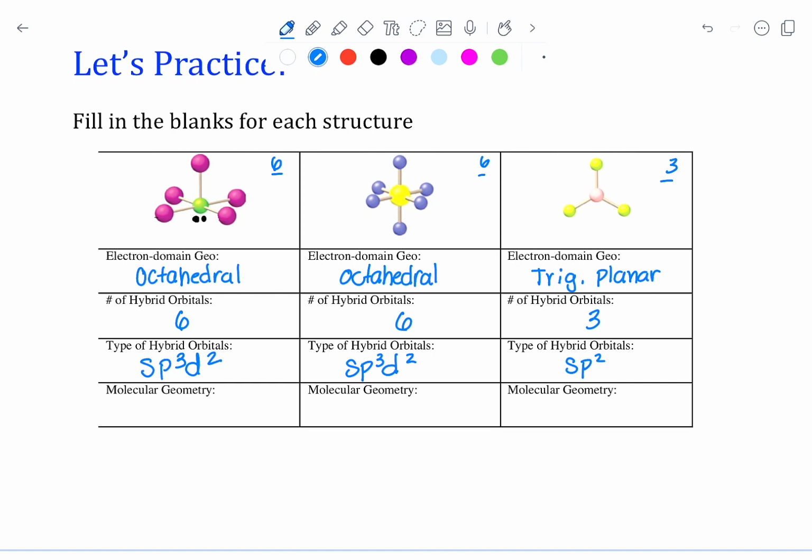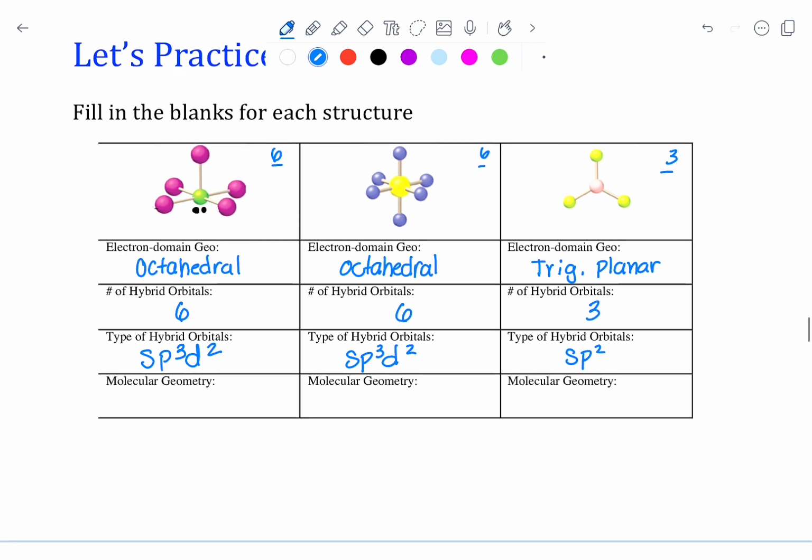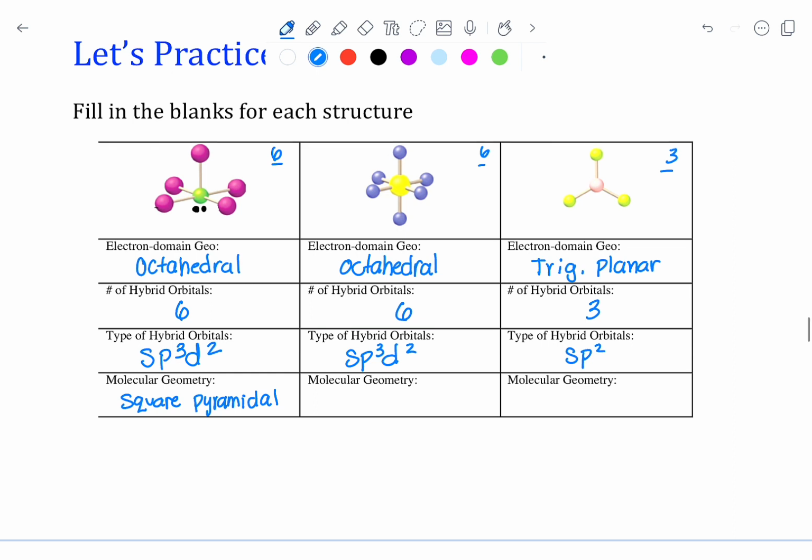Okay, now we can take our lone pairs into account. Since my first structure here has 5 bonds and 1 lone pair, my molecular geometry becomes square pyramidal. My second structure has no lone pairs, so if there are no lone pairs on the central atom, then the electron domain geometry and the molecular geometry are the same. So the molecular geometry would also be octahedral. The same can be said for our third structure. Since it has no lone pairs, its molecular geometry and electron domain geometry are the same. So this would be trigonal planar.